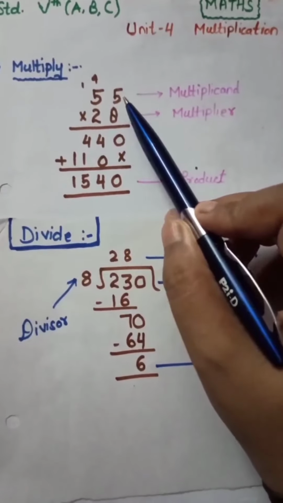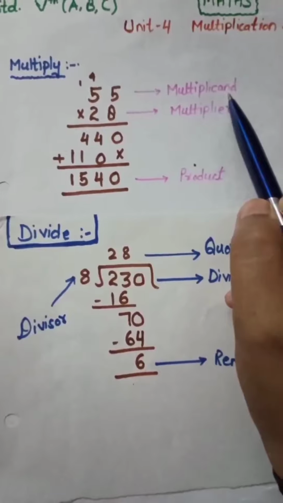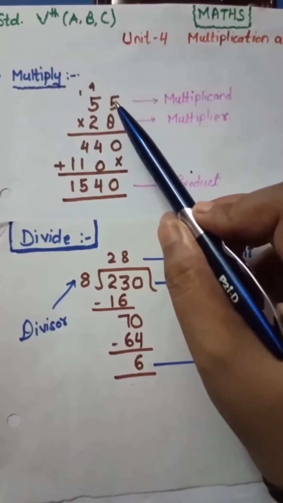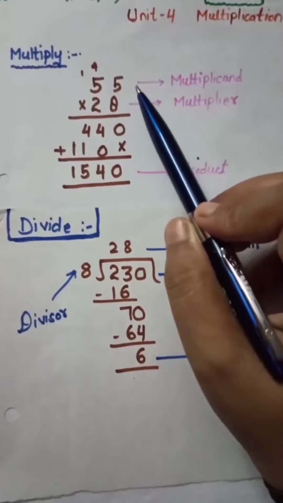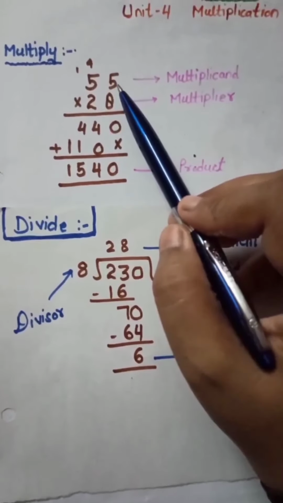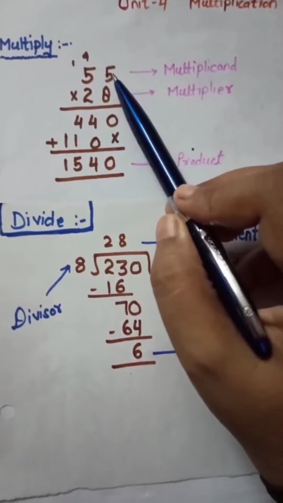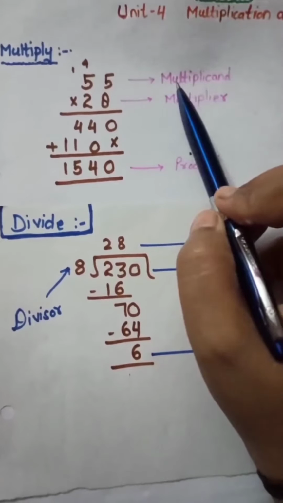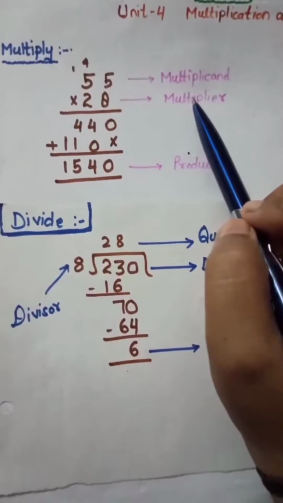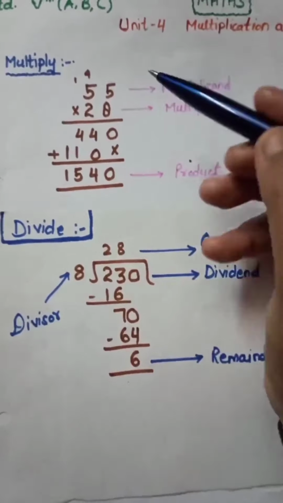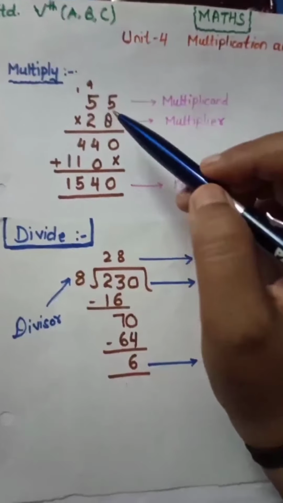So the first number is called the multiplicand, and the number with which we have to multiply that number is called the multiplier. Okay, remember it once again. Let me recall it. This first number is called the multiplicand, and the number with which we have to multiply it is called the multiplier. Okay, now let us start its multiplication.